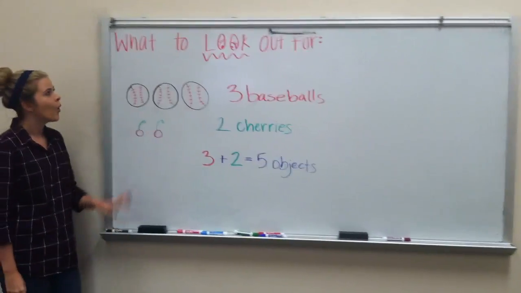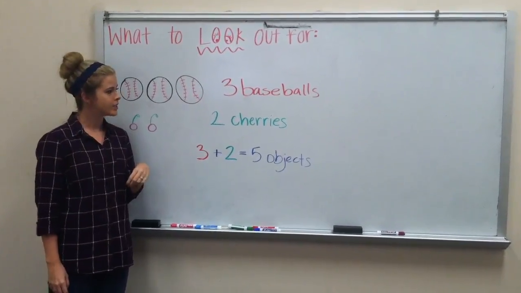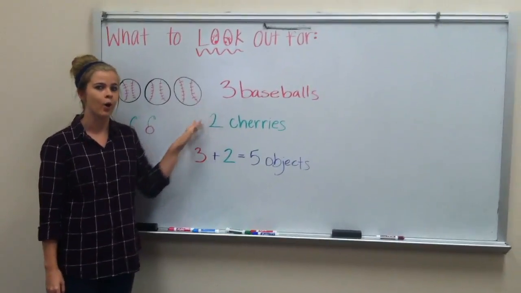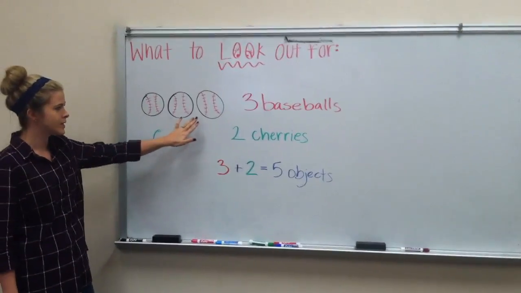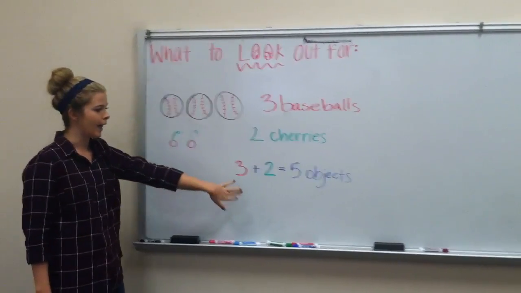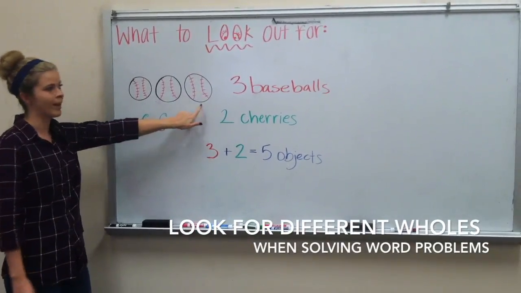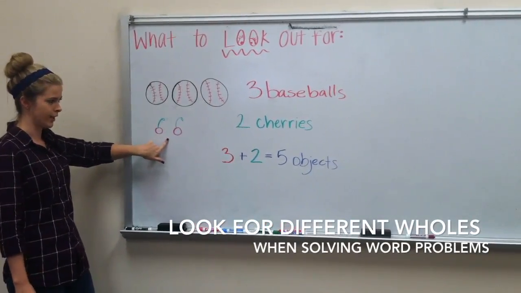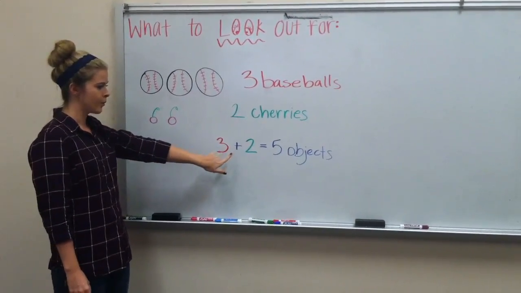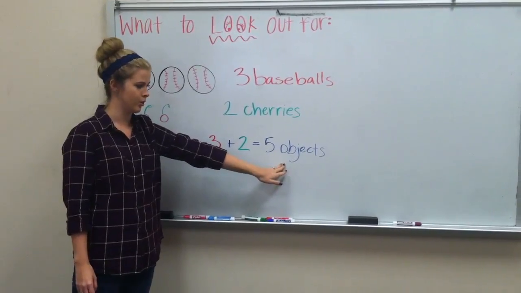Now we're going to look at what to look out for when we're adding and subtracting fractions of different wholes. So in our example, we see that we have 3 baseballs and 2 cherries. So when we add them, we can't say that we have 5 baseballs altogether because we don't. We have 3 baseballs and we have 2 cherries. So when we add, we say we have 3 plus 2 equals 5 objects in total.